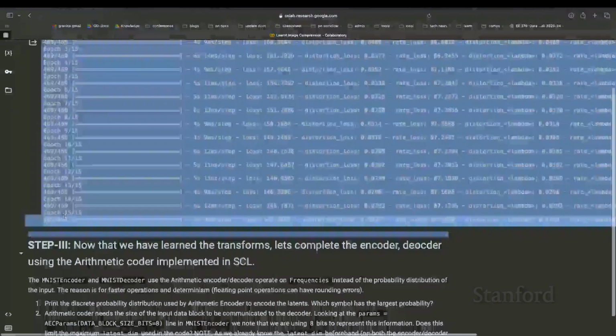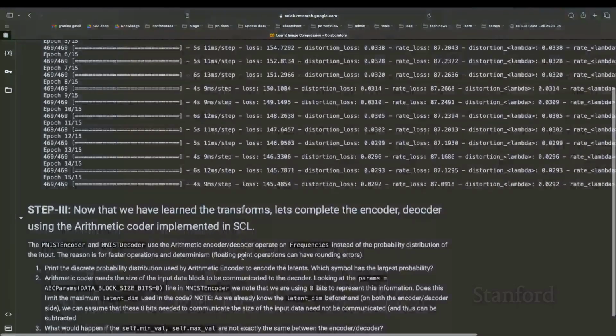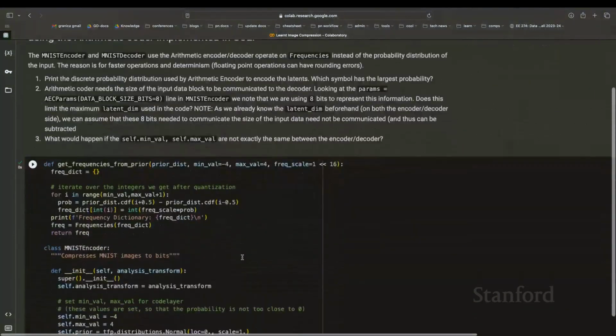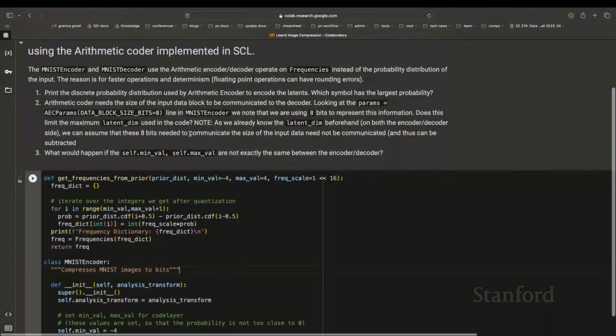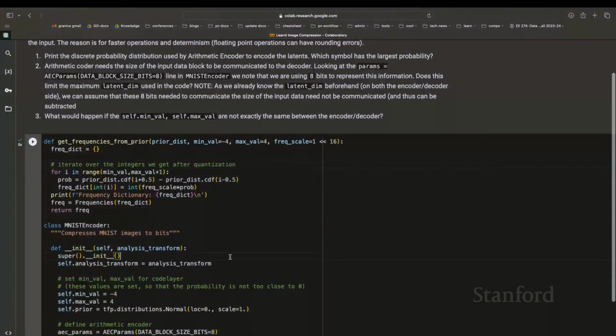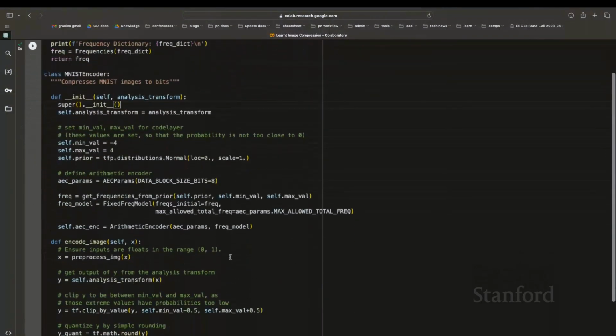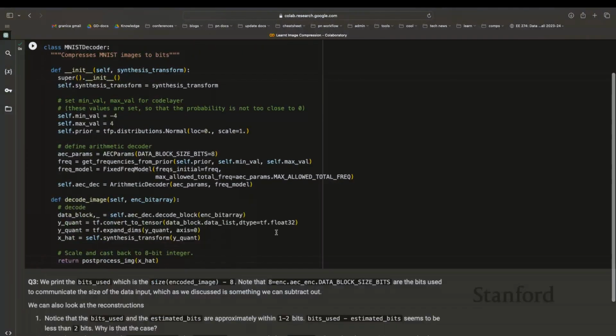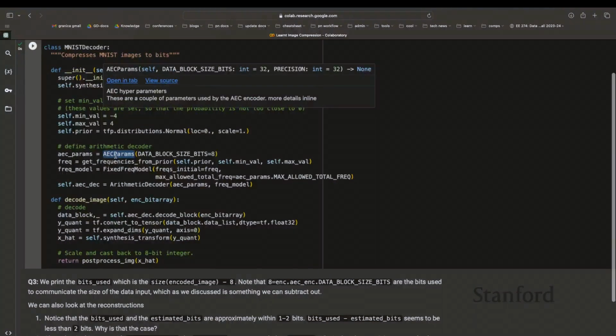At this point, we are just running it for 15 epochs, not doing anything fancy. It's finished running. So the next step is to actually implement my compressor. And my compressor here, we basically use the AEC compressor. If you looked into the code from homework 3, problem 4, you probably know what this is. But even otherwise, we have looked at the arithmetic entropy coder. This is just the implementation from SCL.